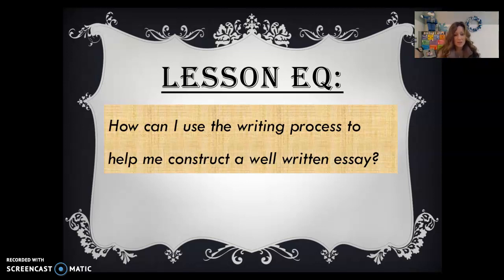Today we're going to continue to draft our essay. Remember, last week we wrote our body paragraphs. We drafted those, so we are getting ready to look at our introductory paragraph. We are still working through the writing process. This is still the drafting process.